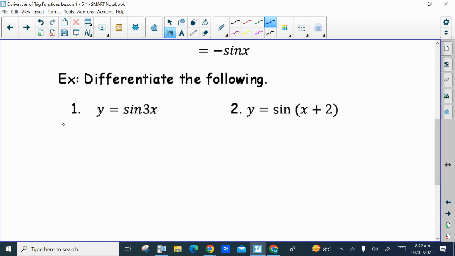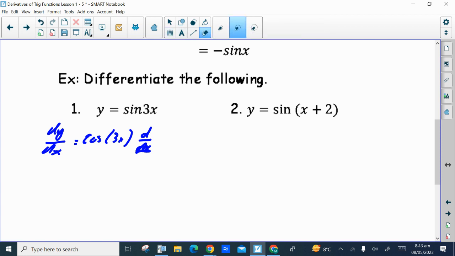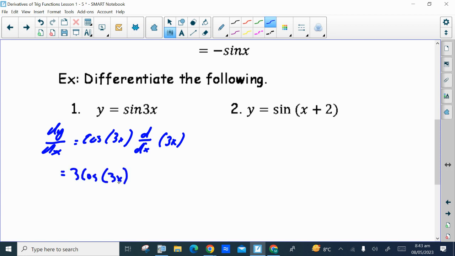So if you want to take the derivative of y equals sine 3x, then dy by dx equals the derivative of sine is cos, so it'll be the cosine of 3x, times the derivative of what's inside the bracket. So times the derivative of 3x. And the derivative of 3x is just 3, so it'll be 3 cos 3x. There's the value of that derivative.